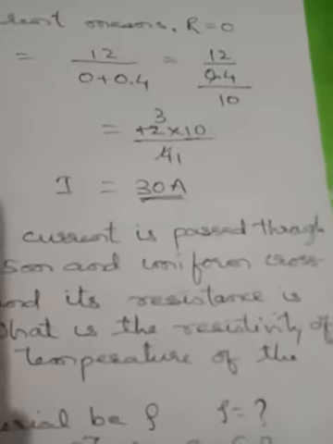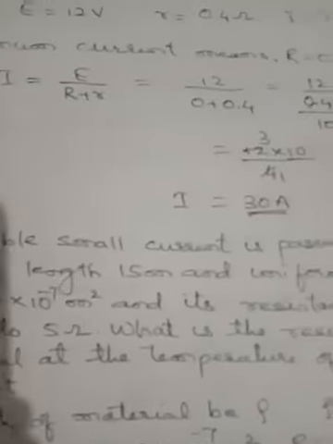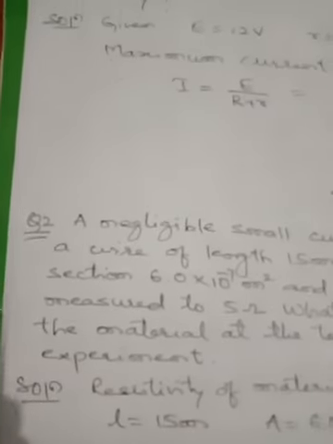So in the second problem, a negligible small current is passed through a wire of length 15 meter and uniform cross section 6.0 into 10 to the power minus 7 meter square, and its resistance is measured to be 5 ohm. What is the resistivity of the material at the temperature of the experiment?